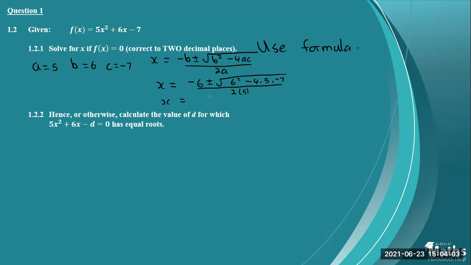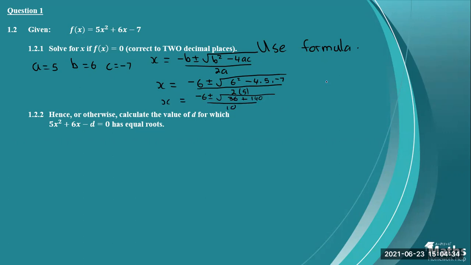I suppose I should have done it here where I have more space. So if you do it on the inside, it's going to be -6 plus or minus the square root of 36. Negative times negative is a positive, so that's going to be 20 times 7, which is 140, over 10. Let me continue there. Now you're going to work it out.